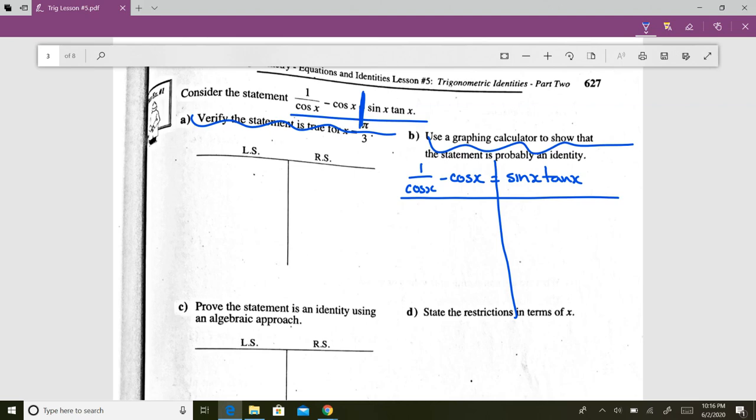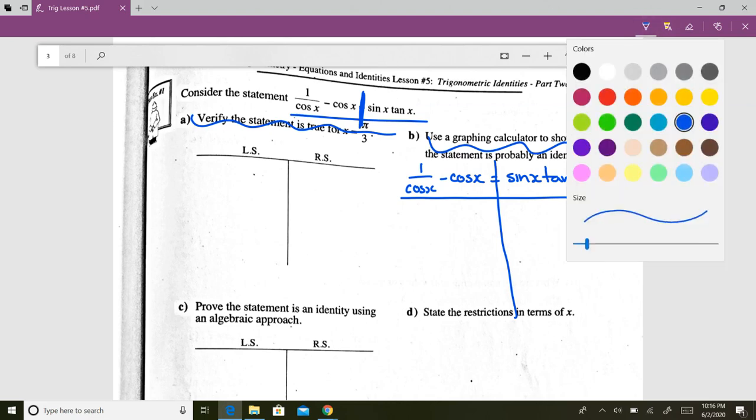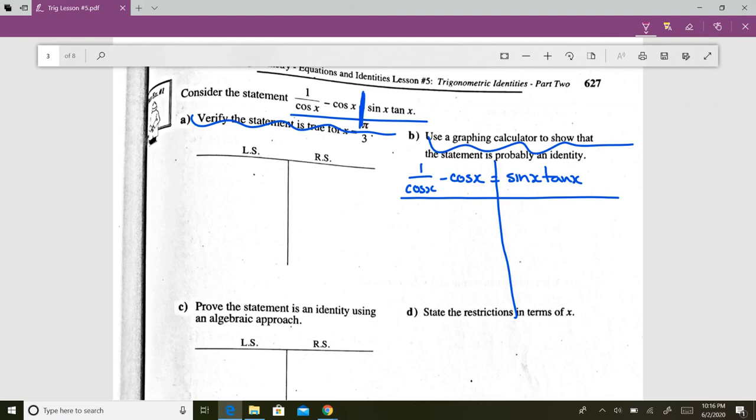So what is the more complex side? I would say it's probably the left side because you have a fraction in it. Okay, 2 terms. Now, if you have 2 terms, one's a fraction, what do you try to do? You try to combine them. So we want to make a common denominator here. So 1 over cos minus, now we have cos x. I need a common denominator of cosine, so I'm multiplying top and bottom by cosine x. So I got 1 minus cos squared x all over cos x.